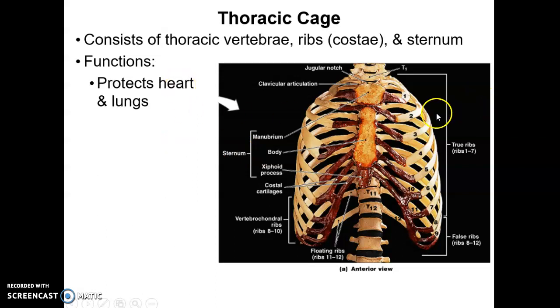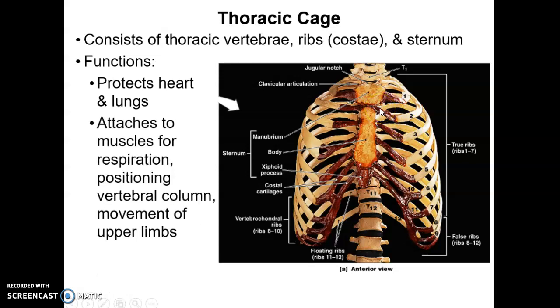So functions: protects the organs in here, heart, lungs, blood vessels. Attaches to muscles for respiration, the diaphragm, and also what are called intercostal muscles between the ribs to elevate the ribs when you breathe in, and to depress the ribs forcefully when you breathe out. Positioning of the vertebral column holds the vertebral column in place to a certain degree. And then movement of the upper limbs, as we'll see. The top of the sternum is where the upper limb attaches, articulates.